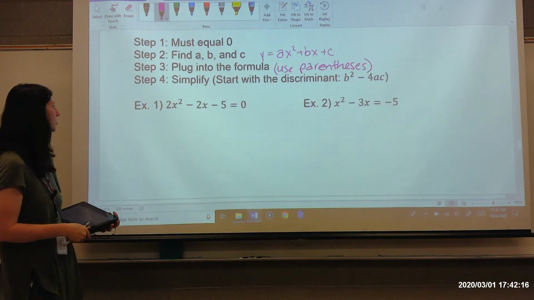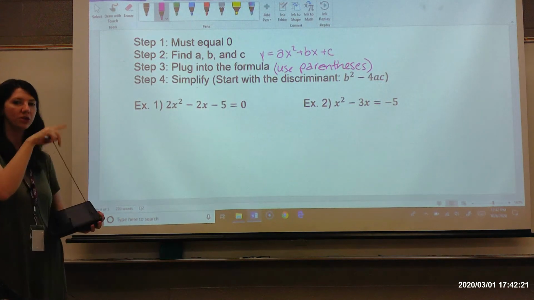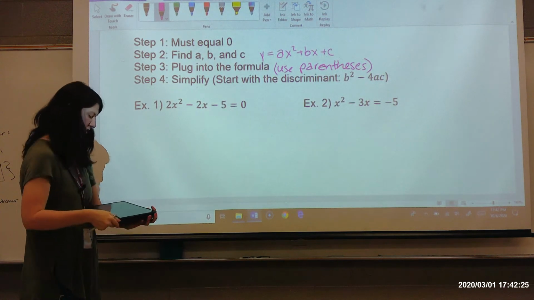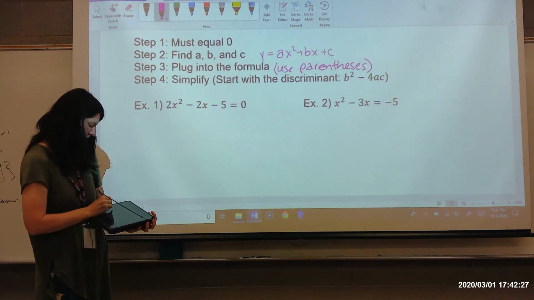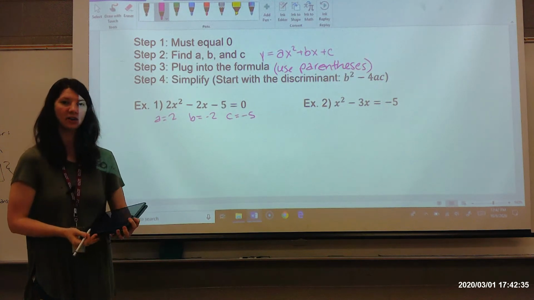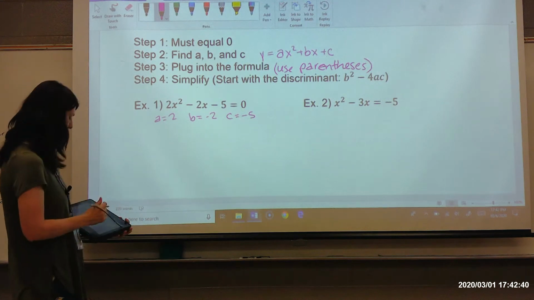Example 1, 2x squared minus 2x minus 5 equals 0. Step 1, must equal 0. Check. Okay? Step 2, find a, b, and c. So underneath it, I'm going to say a is equal to 2, b is equal to negative 2, and c is equal to negative 5. It really helps to actually write this down so you know you're plugging in the positives and negatives in the right spot. Then I'm going to plug into my formula.